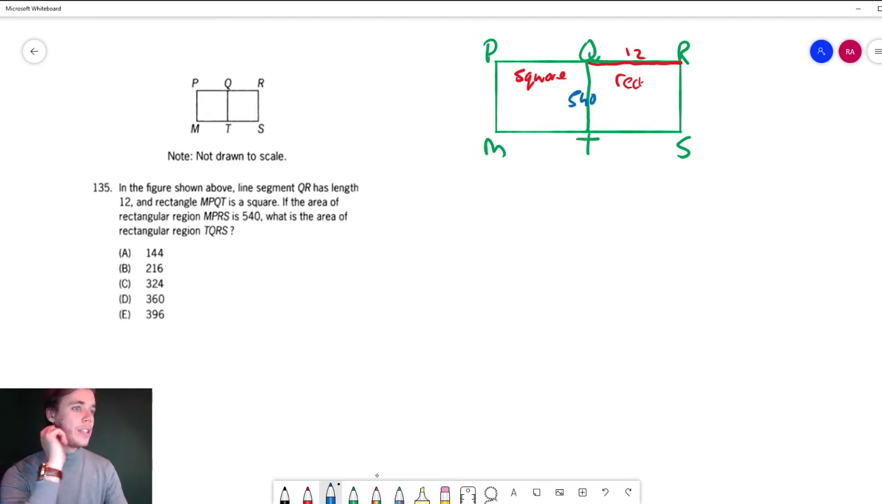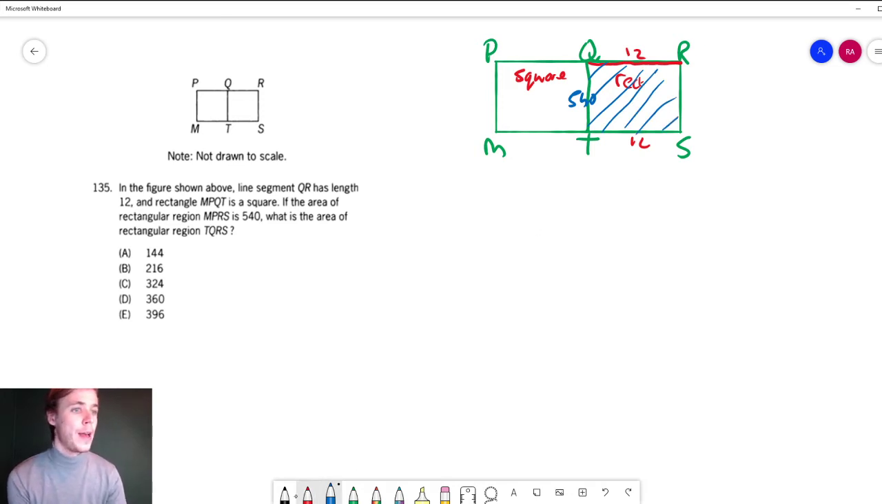Okay, so if I know this is 12, let's fill in what I know. This is 12. That's all I know, I guess. This is a square. It's all the same, but I don't know anything. Yeah, okay. What is the area of TQRS? So the area of this specific thing we need to know.